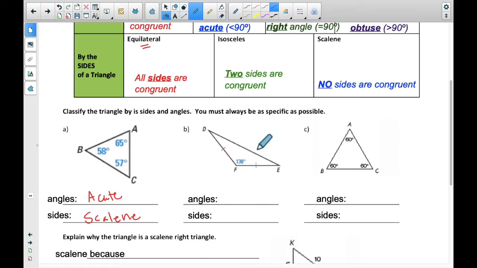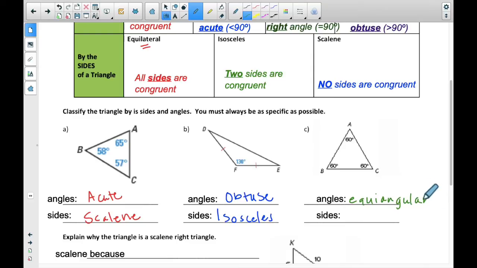On the next one, if we look at the angles, I see one angle here that's greater than 90. If it's greater than 90, this must be an obtuse triangle. And then we go by the sides. Again, two of them are marked. So if two of them are marked, that's isosceles. And then the last one, we see that the angles are marked. And so those are equiangular.